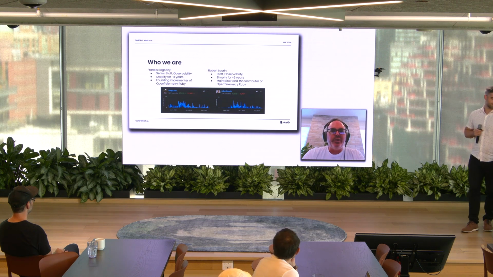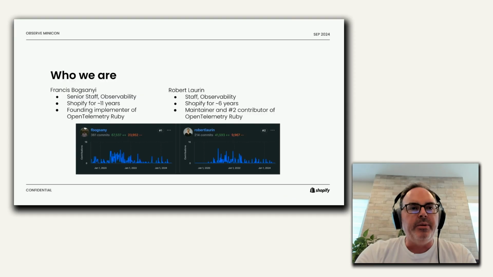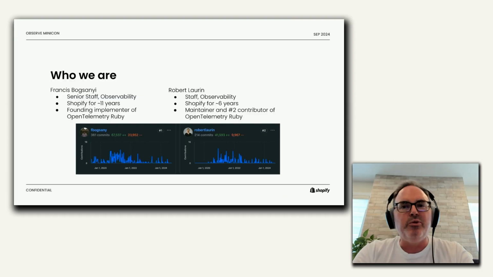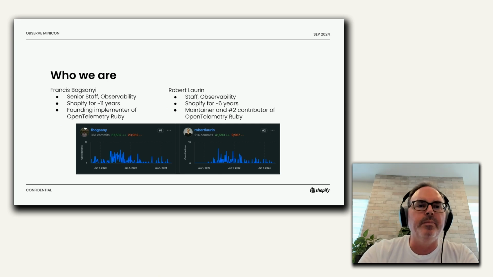Okay, so we're talking about OpenTelemetry and Shopify. Who are we? I'm senior staff on observability. I've been at Shopify for 11 years, and I'm the founding implementer of OpenTelemetry Ruby. My charming assistant, Robert, is staff engineer on observability. He's been at Shopify for 6 years, and he's a maintainer and the number 2 contributor to OpenTelemetry Ruby.